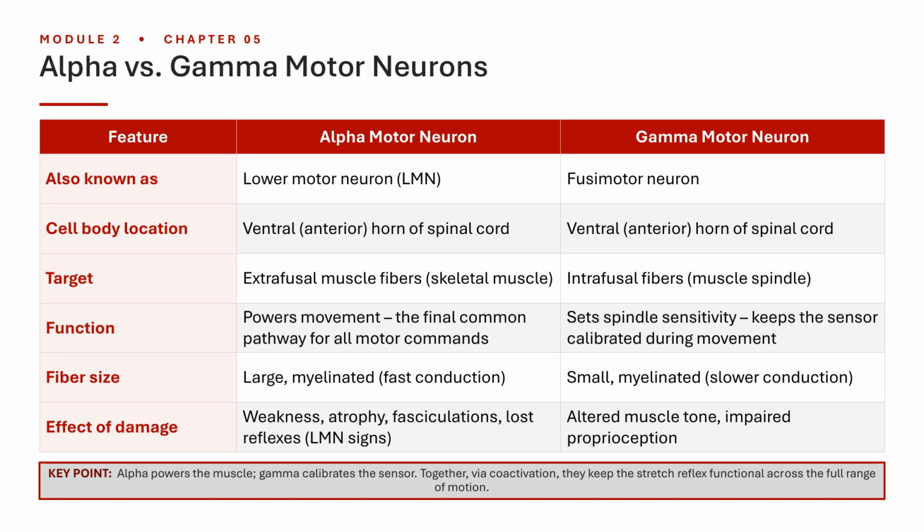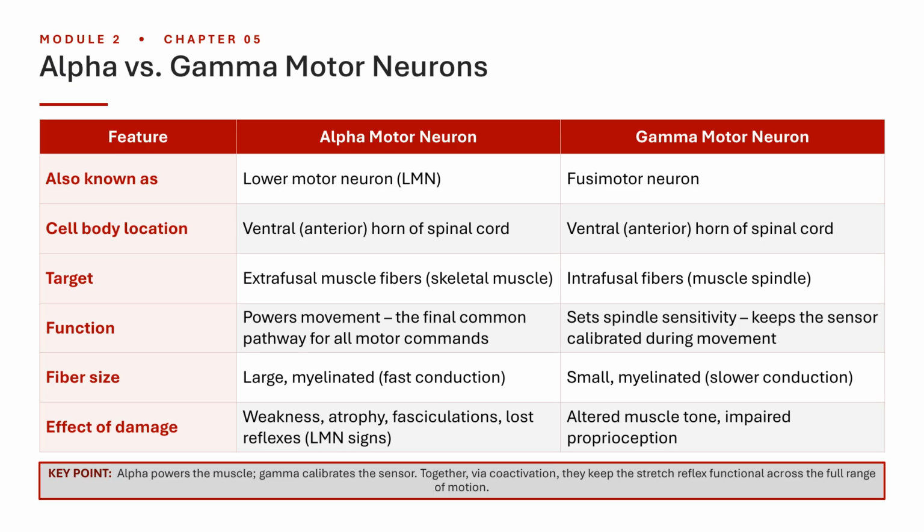Gamma motor neuron, also called the fusimotor neuron. Cell body also in the ventral horn, same location. Target: intrafusal fibers of the muscle spindle. Function: sets spindle sensitivity, calibrates the sensor, keeps the reflex arc responsive during contraction. Smaller, less myelinated axon.